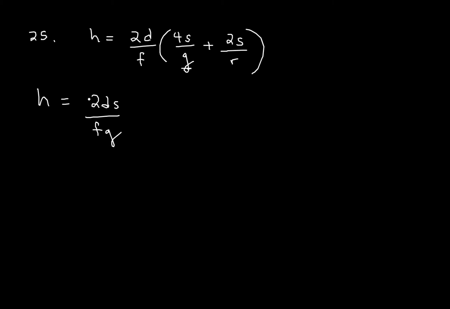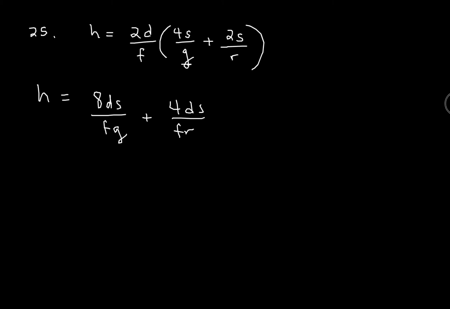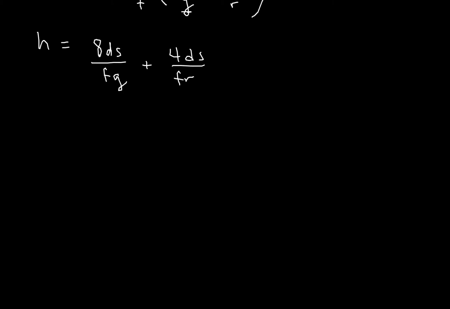Let's just start this over. Don't forget to multiply the numbers together. 8DS over FG plus 4DS over FR. Now, once you distribute, you want to clear it of fractions. So I'm going to multiply everybody by FGR.